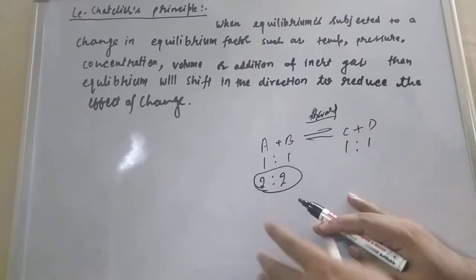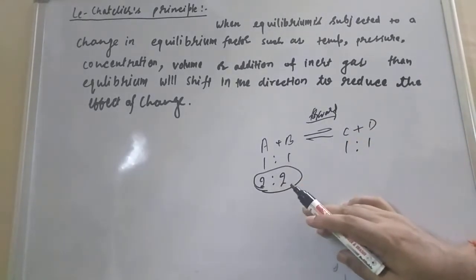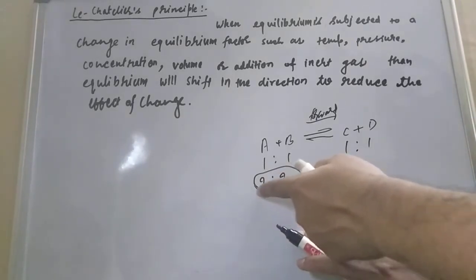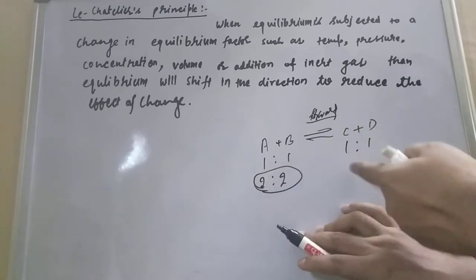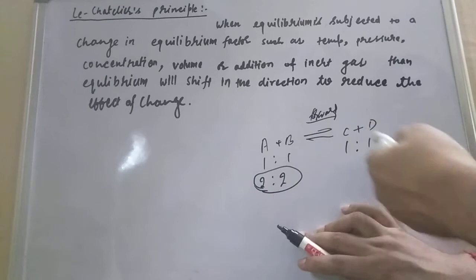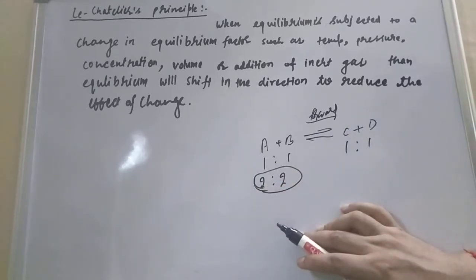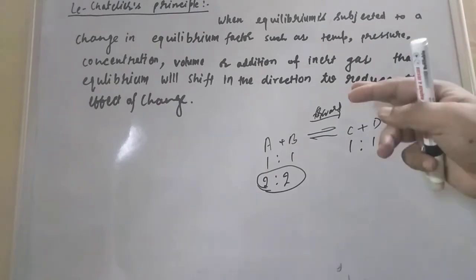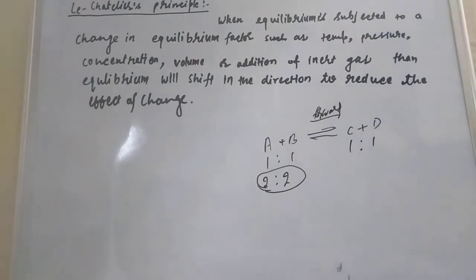Why the forward direction? Because when it moves in the forward direction, what will happen? The increase in concentration, the number of moles to 2 moles, will convert into product, so this 2 will be reduced. This is what Le Chatelier is saying: when your equilibrium is subjected to a change in pressure, temperature, concentration, or volume, then the equilibrium will shift in such a way as to reduce the effect of the change. Whatever effect you are creating, that should be reduced.